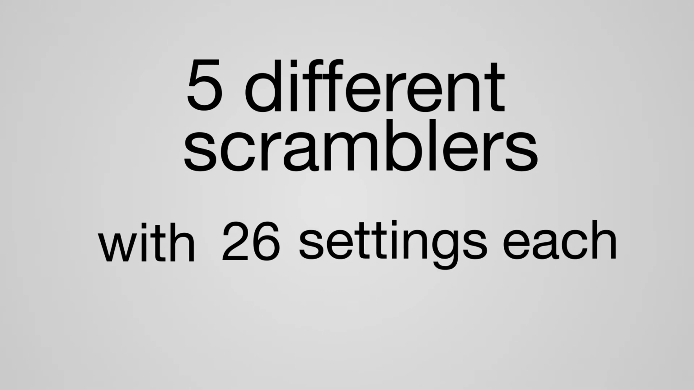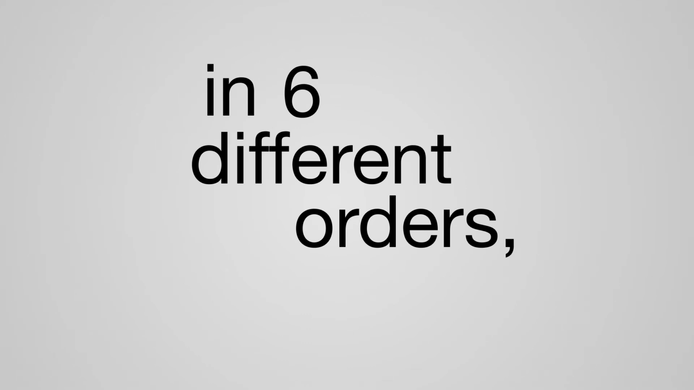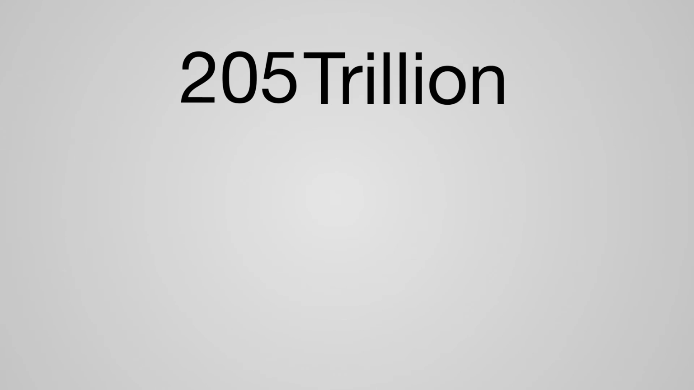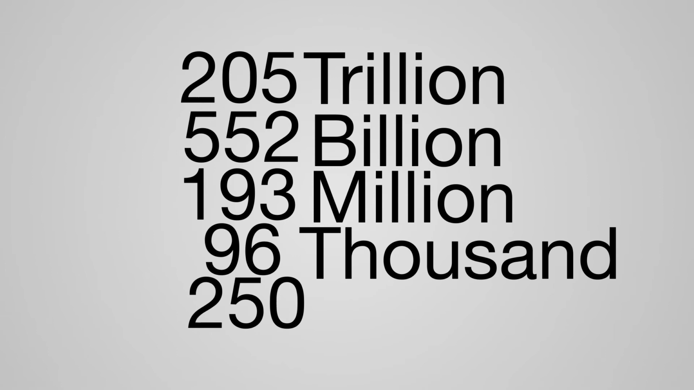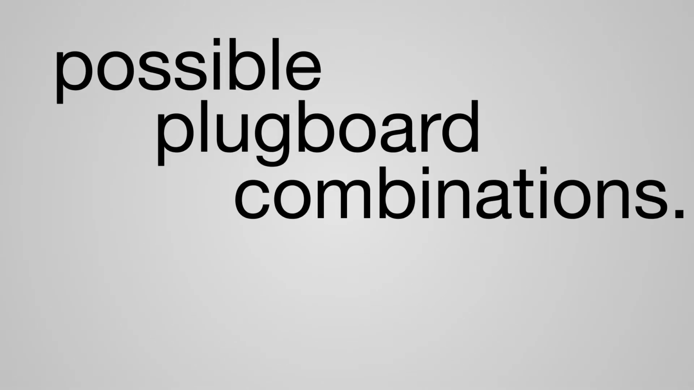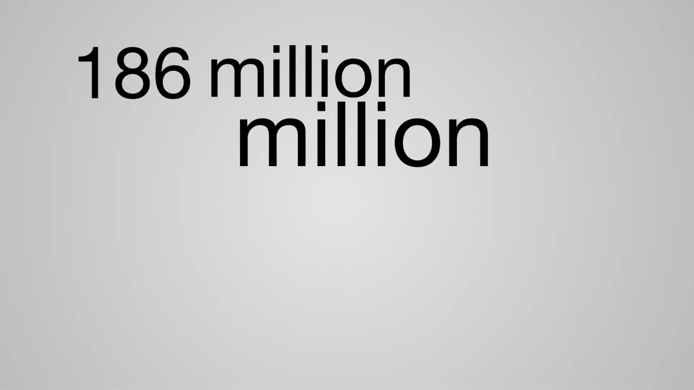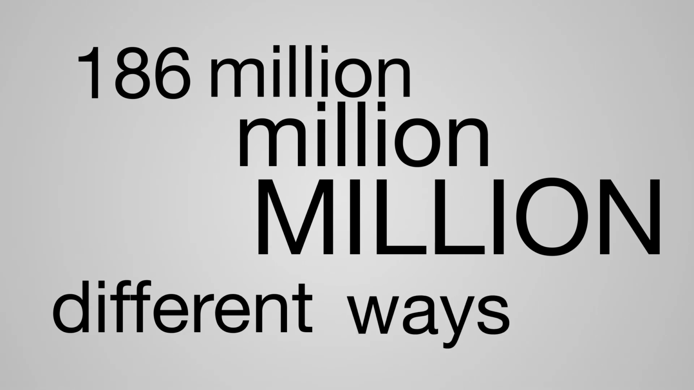Every day the Germans could have used 2 different reflectors, 5 different scramblers with 26 settings each that could have been placed into the 3 slots in 6 different orders. And if 11 pairs of letters were linked in the plugboard, there were 205,552,193,096,250 possible plugboard combinations. All in all, the Enigma machine could have been set up in 186 million different ways. For the British, the odds were not in their favour.